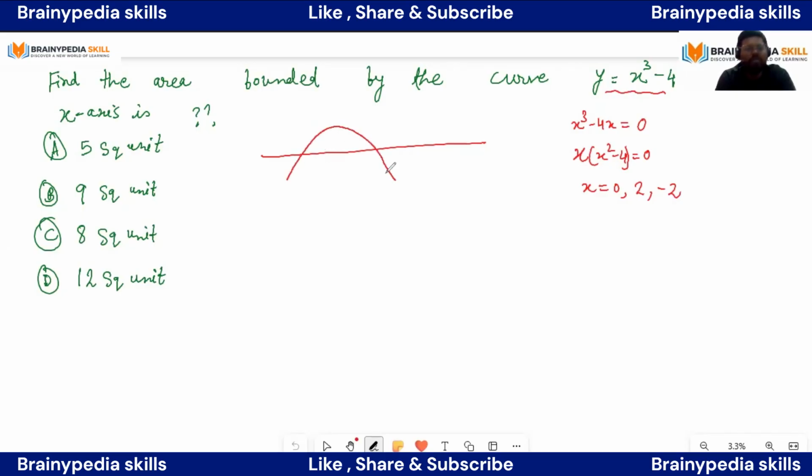So how will you find it out? From minus 2 to 0, and from 0 to 2. That's what you will get. Yes or no? So this is the curve, and this curve is nothing but y equals x cube minus 4x. Okay, clear?